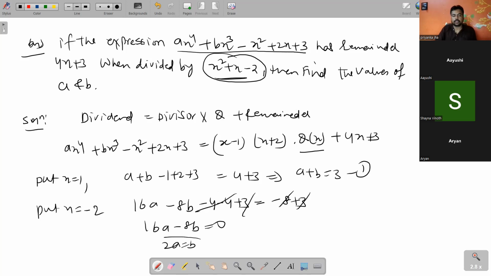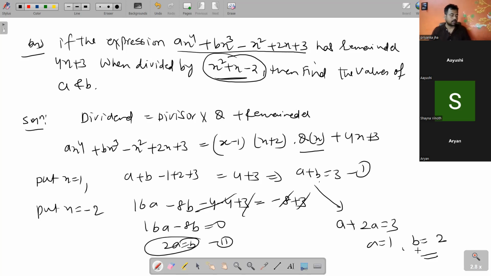So 2a equals b. This is your equation number 2. Just simplify this and you will get the values of a and b. Put b equal to 2a in the first equation. So a is 1 and b is 2. Understood? That's how we find the values.